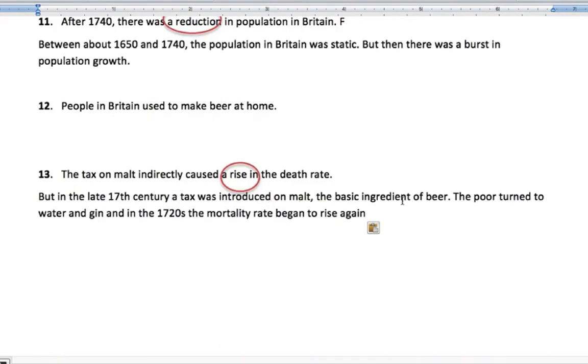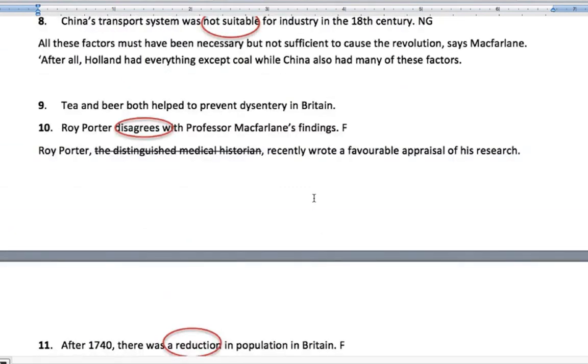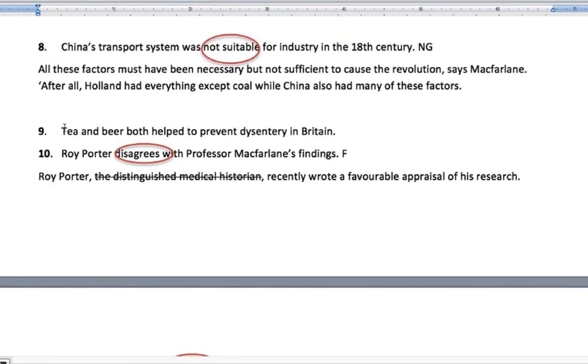A tax was introduced. The poor turned to gin. They stopped drinking beer, and mortality rate began to rise. You needed to know this word. Mortality means death. So this is the same. They're not testing that. They just gave synonyms. They're testing this. Rise, rise. So that must be true. All right. Then we can go back and look at a couple of the more difficult ones.